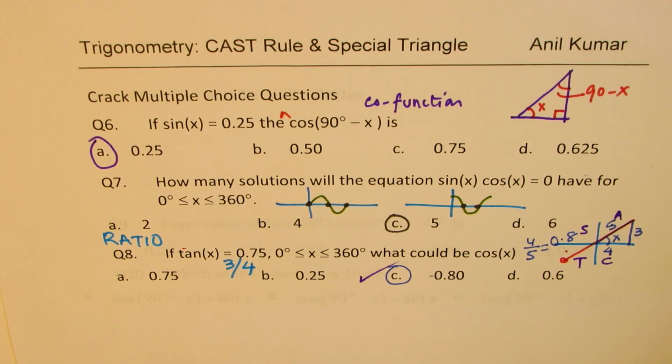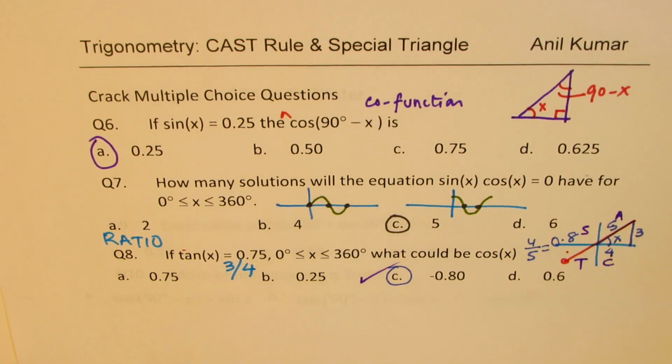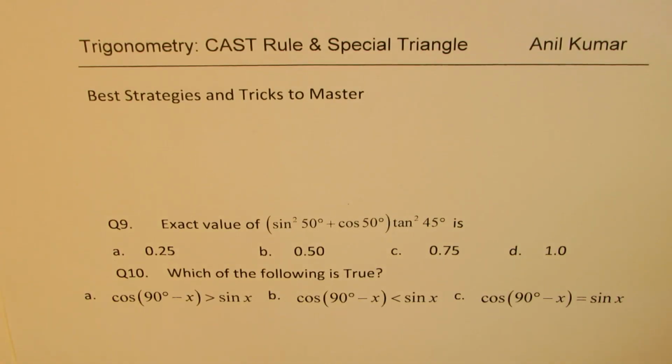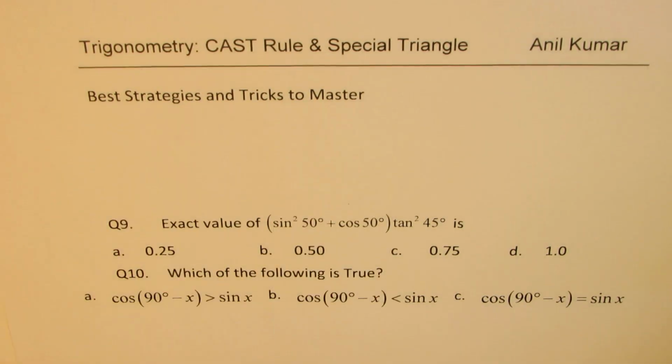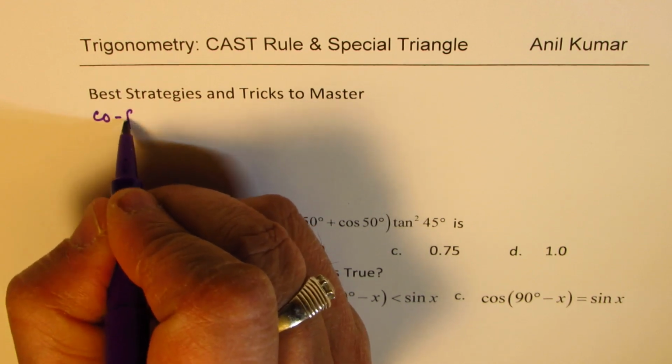There is a wide variety of questions which you will be seeing in multiple choice test papers, but you will soon realize that all of them can be answered with what we have learned in this video. So it was worth spending half an hour, okay? Now let's get back to the strategies which we have learned. A couple of strategies which we learned. Very important is the cofunction identity, right?